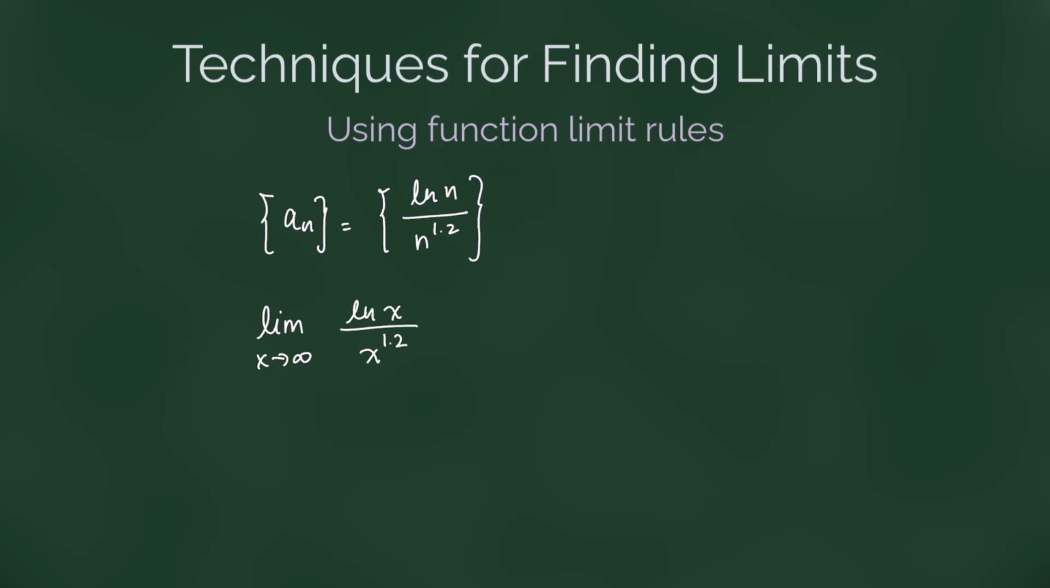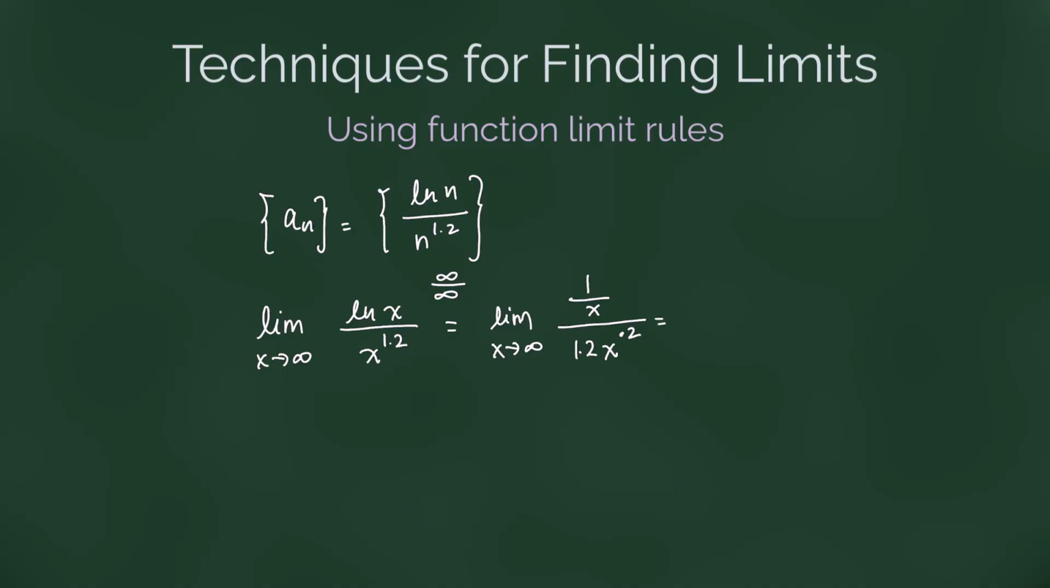And when we examine that limit, we can see that the top, the natural log of x, goes to infinity, and the bottom, x to the 1.2, also goes to infinity, which means we're in the infinity over infinity case for this limit, and we're allowed to apply L'Hopital's rule. So that means that the limit as x goes to infinity of our function is going to be the same as the limit of the derivative of the top, 1 over x, over the derivative of the bottom, 1.2 x to the 0.2.